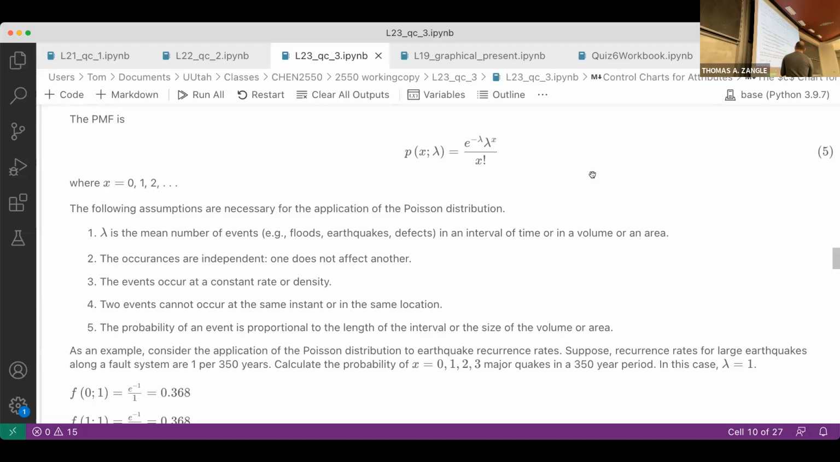Two events can't occur at the same instant or at the same location, and the probability of an event should be proportional to the length of the interval or the size of the volume or area. Basically, if we have a longer interval, we're more likely to have an earthquake, right, along the Wasatch. Or if we have a larger area of panel, we're more likely to have a defect. So if these conditions are met, and they often are, at least approximately, for randomly occurring events, then we can use Poisson.